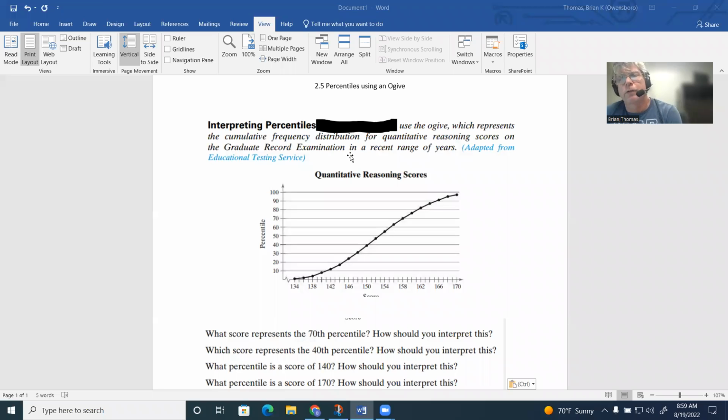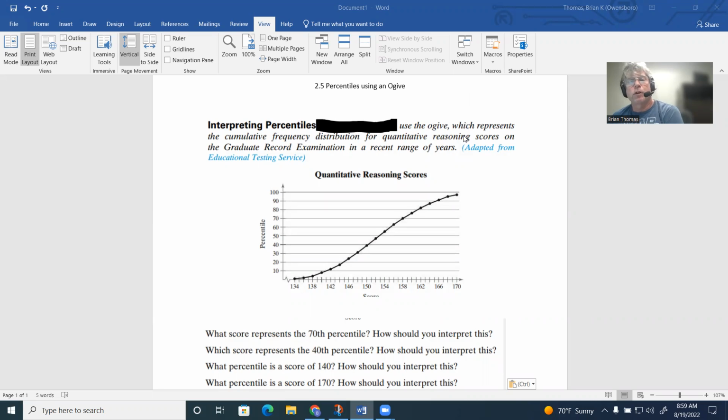In 2.5, there's also this question about percentiles using an ogive. So interpreting percentiles, like I said, we have this ogive. It's going to represent the cumulative frequency for quantitative reasoning scores on the Graduate Record Examination in a recent range of years. So this is where I've kind of seen percentiles as well. It's usually with some type of testing.